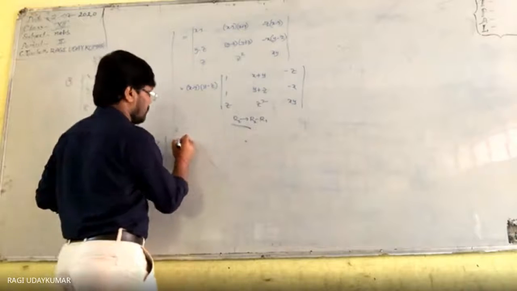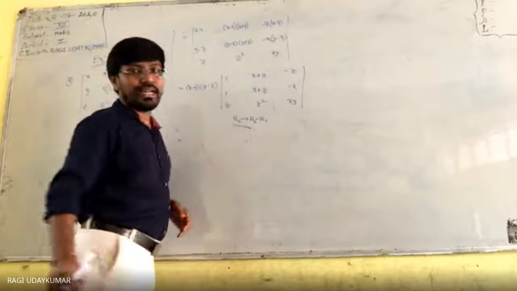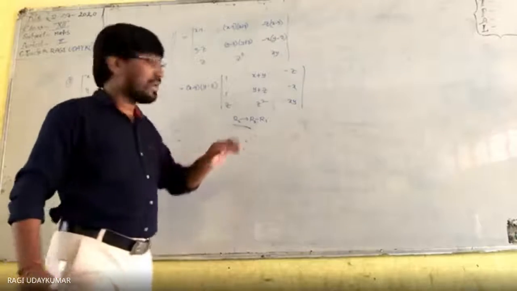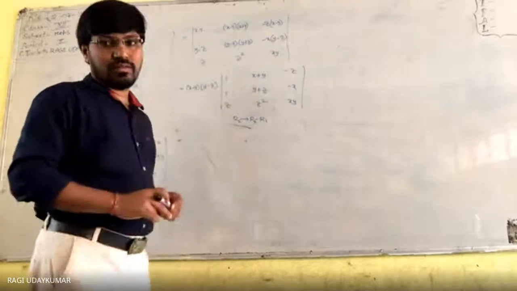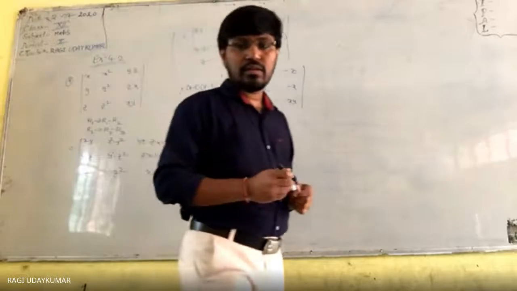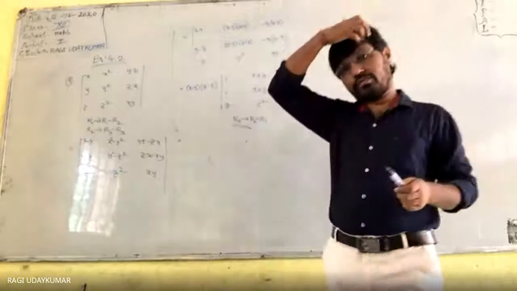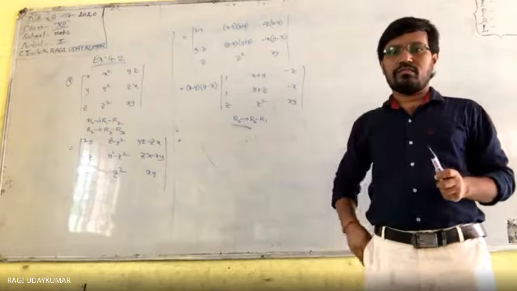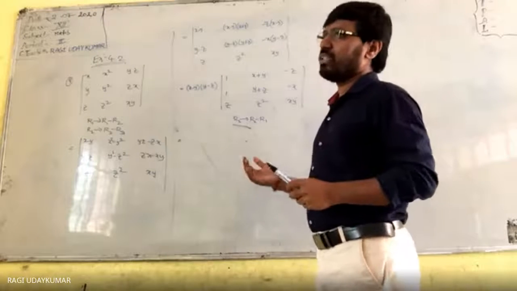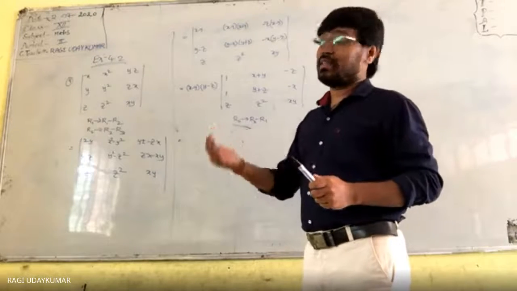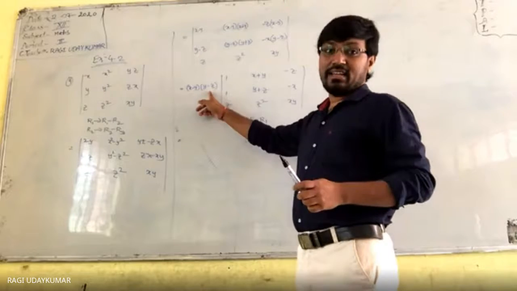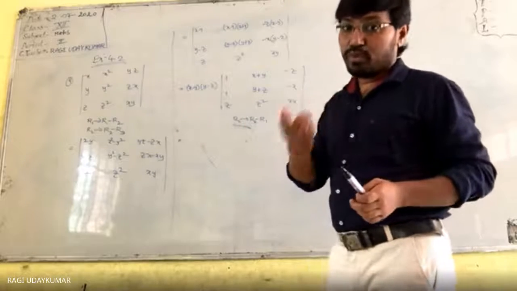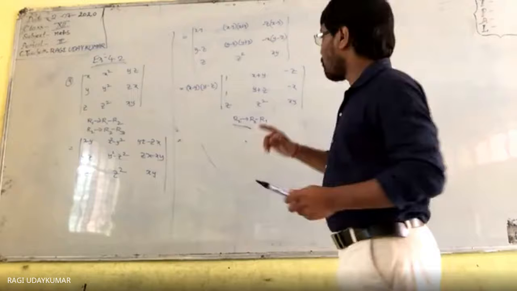So now what do you get here? Why am I taking this one as a 0? Can anyone tell? Why not this one? Sir, in order to simplify this, and one more thing, in order to get z minus x: minus y, y minus z is there, and another factor you are having in the proof is z minus x. We need to get z minus x.